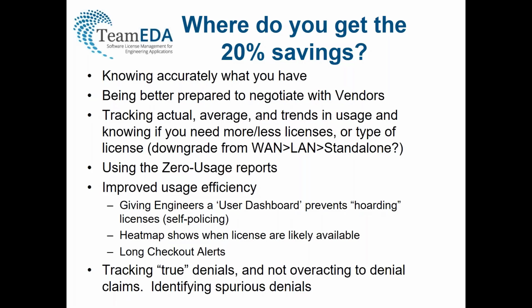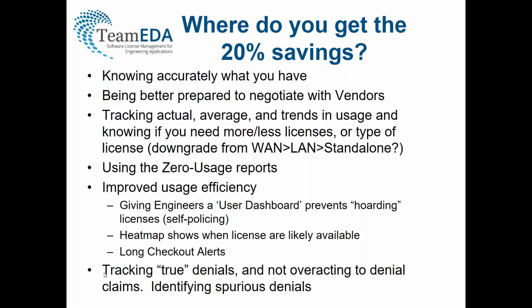Tracking actual, average, and trends of usage will help you determine, do you need more or less or a different kind of license? Maybe you can downgrade from a WAN to a LAN or to a standalone and save money that way. Using the zero usage report to identify tools that aren't being used. Improving efficiency of your engineers by giving them a user dashboard, the heat maps, the long checkout alerts, the license available alerts. That's going to improve engineer efficiency.